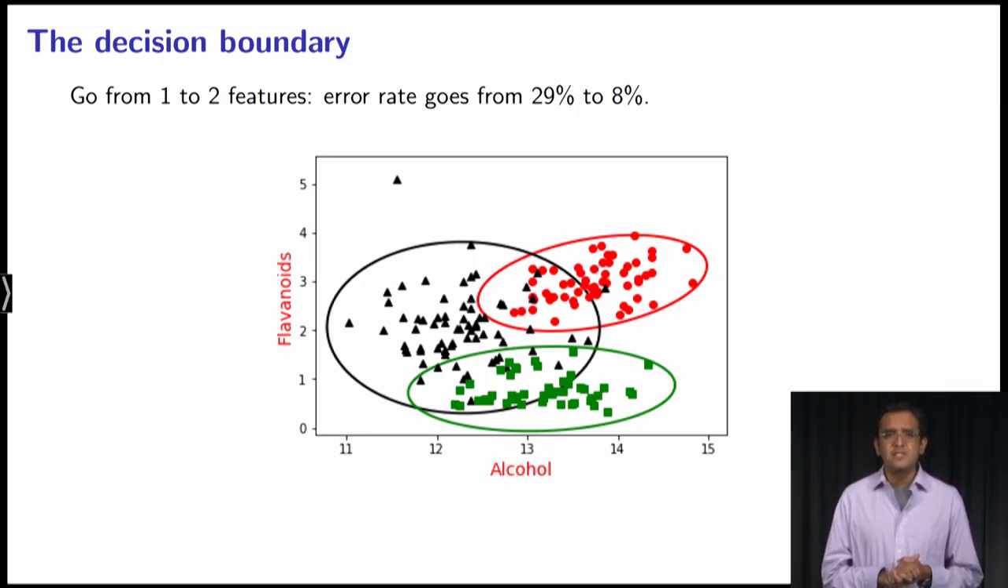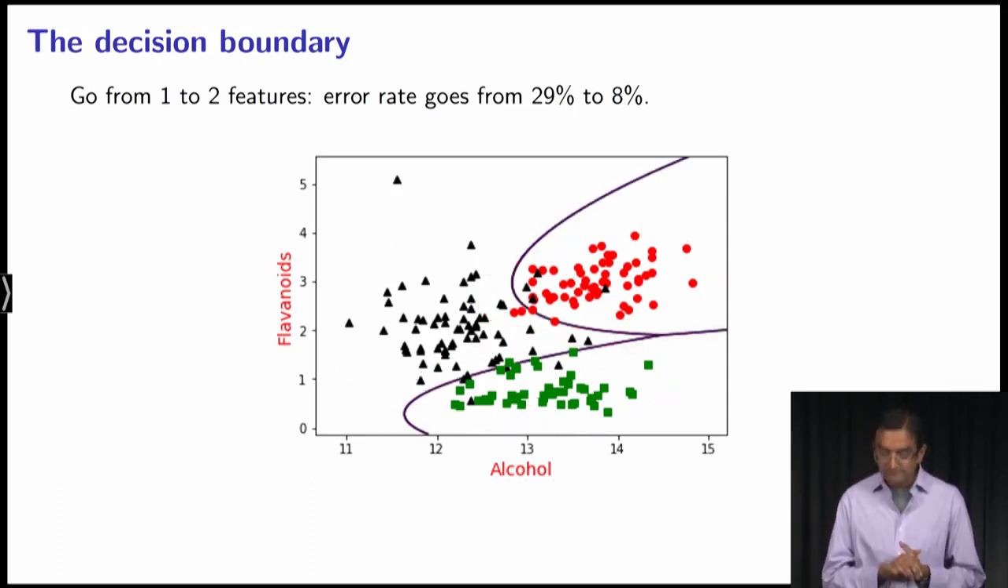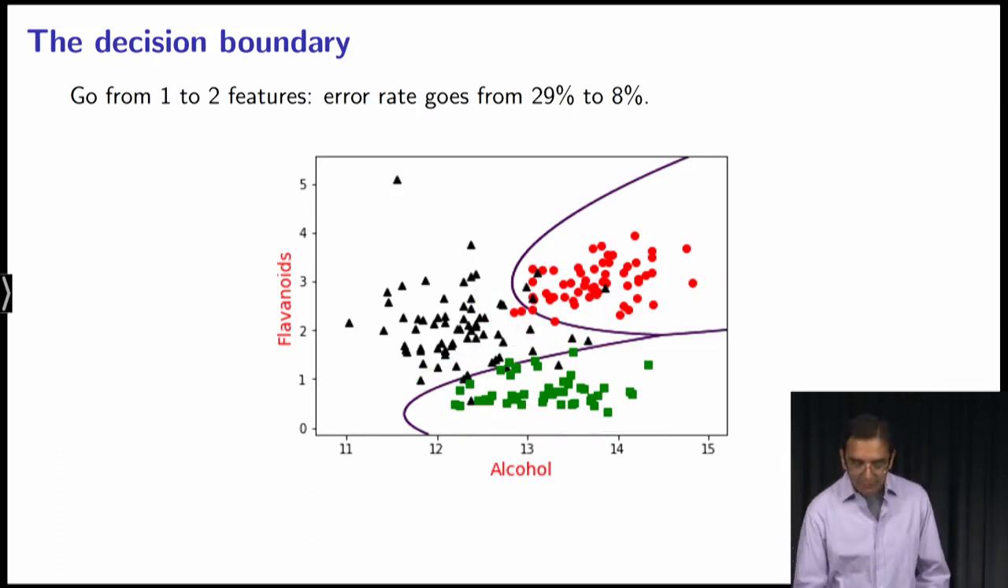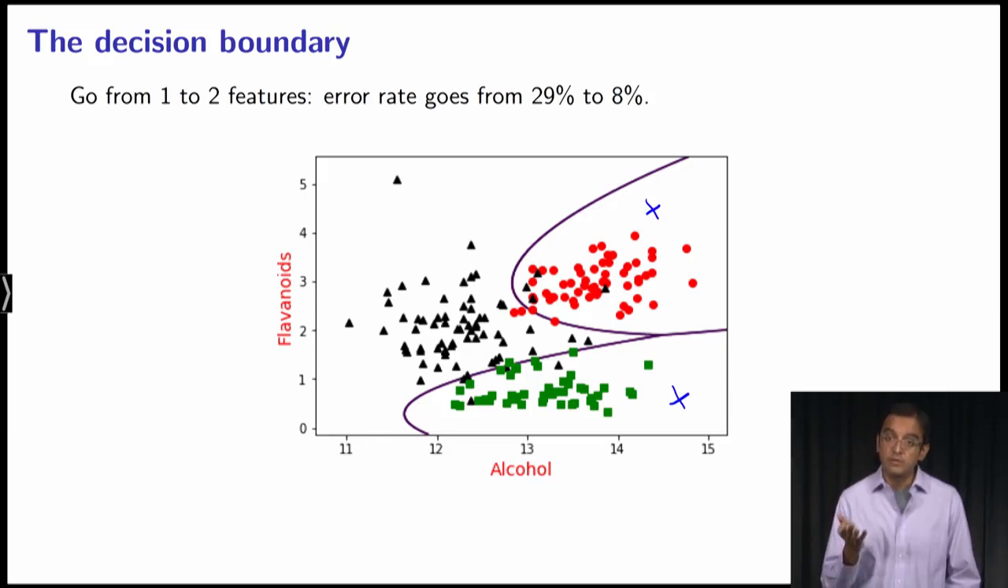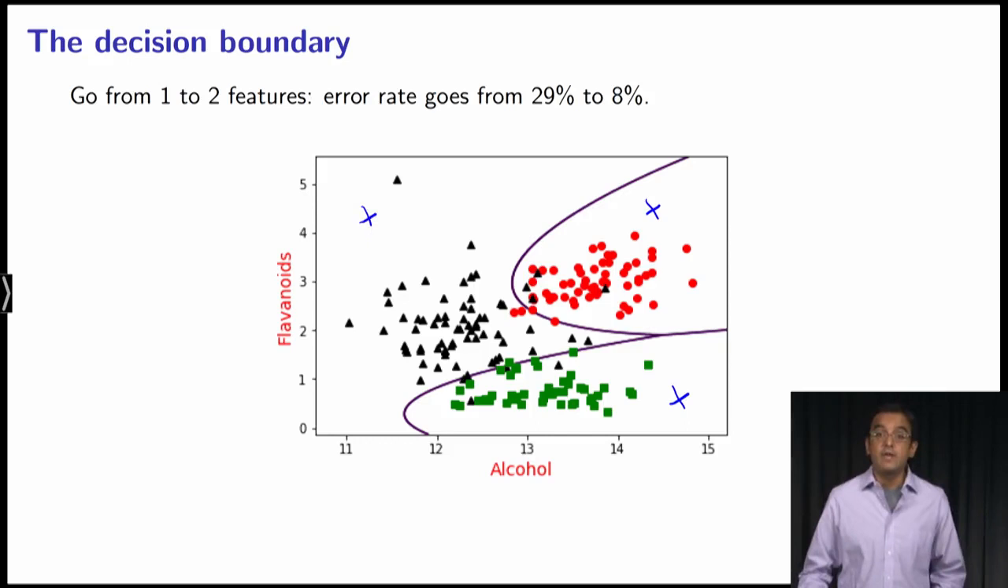So, what does that decision boundary look like? It turns out this is what it is. Any point in here gets predicted as being from winery number 1. Any point in here gets predicted as being from winery number 3, the green one. And any point out here gets predicted as being from winery number 2. It's rather a strange decision boundary, isn't it?